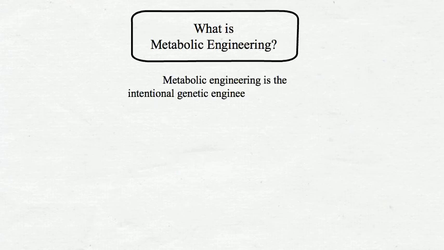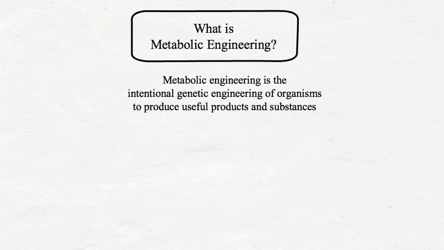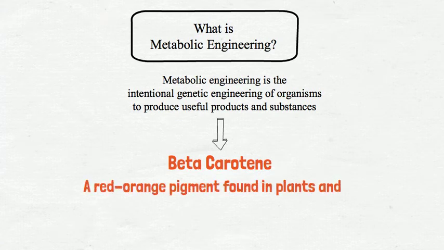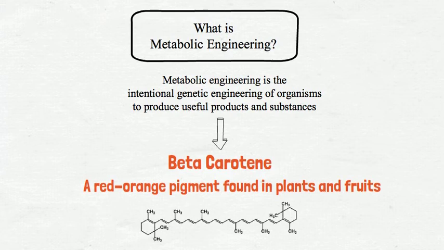Metabolic engineering is the intentional genetic engineering of organisms to produce useful products and substances. Metabolic engineering can be used in yeast in order to produce beta-carotene, which is a red-orange pigment found in plants and fruits. It is a hydrocarbon spanning 40 carbons with beta rings at either end of the molecule.